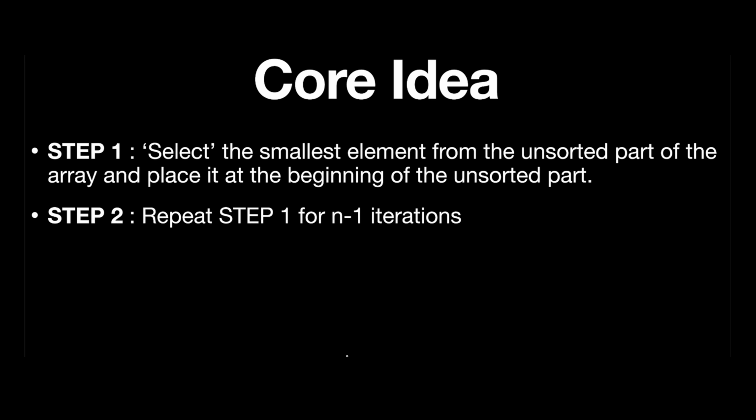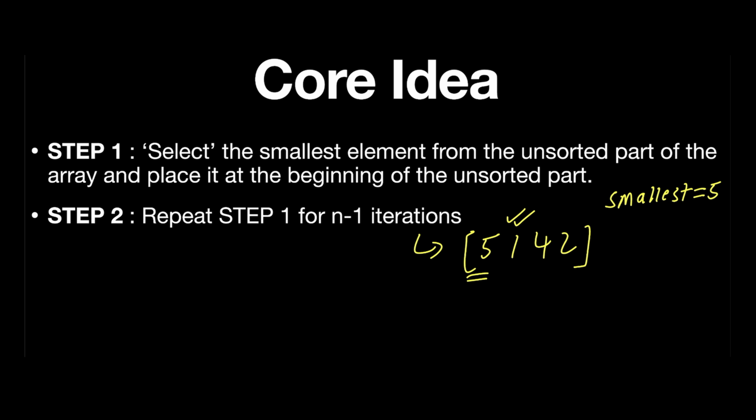Let me give you an example. Let us consider the following array. Imagine you have 5, 1, 4, and 2 as your array. Now this is clearly unsorted. So the idea here is to find the smallest element and place it at the beginning. So let us say that initially the smallest element is 5, which is the first element. We now check if 1 is smaller than 5. Yes, it is. So we will update the smallest to be 1.